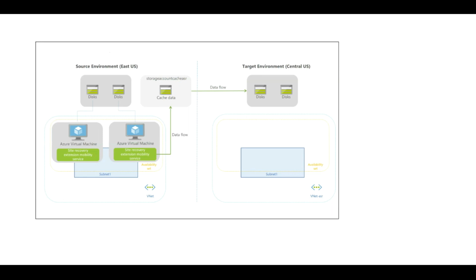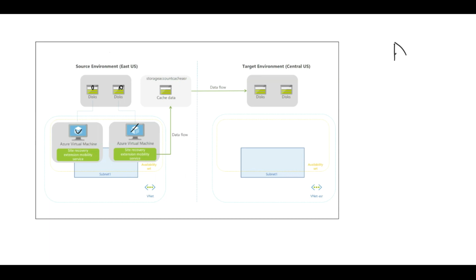So let's see how ASR works in terms of replicating the data from one region to another region or from one zone to another zone. In this example, I have two virtual machines and the associated disks. Now I want to enable ASR for these virtual machines in order to protect them from a disaster scenario.